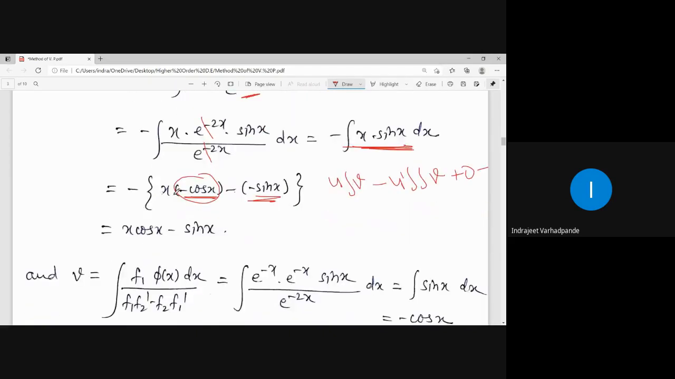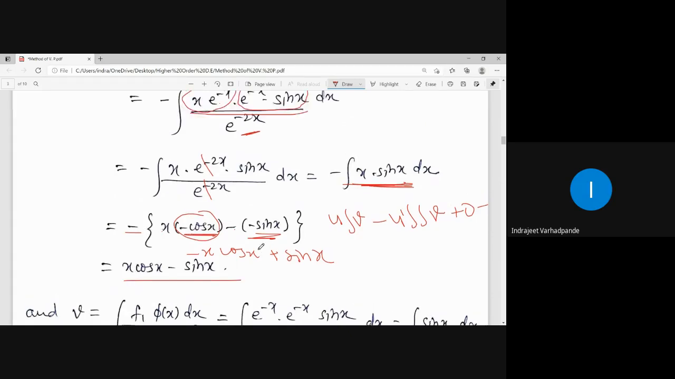So this becomes minus x cos x plus sin x. Outside the integration, after completion of that, we have a minus sign, so minus will become plus and plus will become minus. So what is the value for u? U comes out to be x cos x minus sin x. Is this clear? Yes, sir.